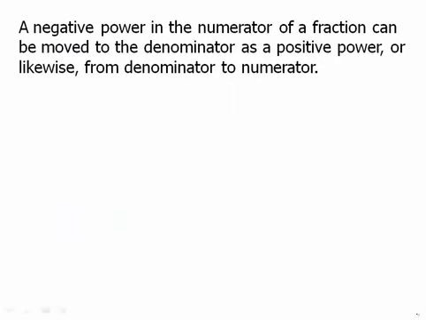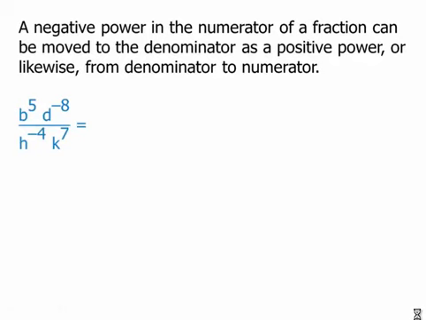A negative power in the numerator of a fraction can be moved to the denominator as a positive power, or likewise from the denominator to the numerator. So for example, if I have this fraction and I need to simplify it, that d to the -8 in the numerator, if I move that to the denominator, it will be d to the positive 8. That h to the -4 in the denominator, if I move that to the numerator, it will become h to the positive 4. And so this is the expression now written with all positive powers.